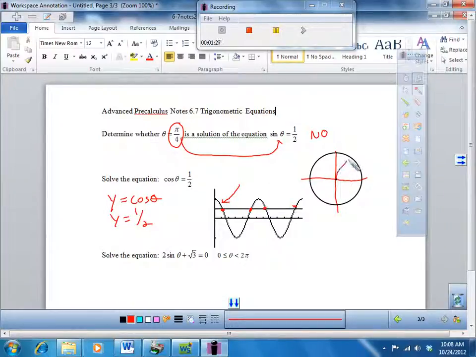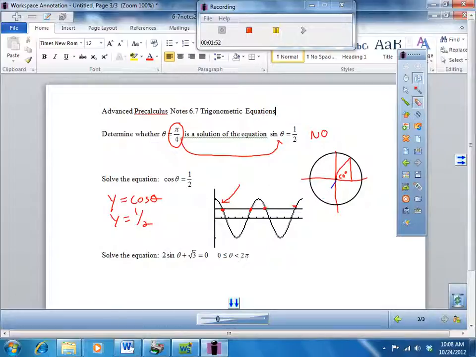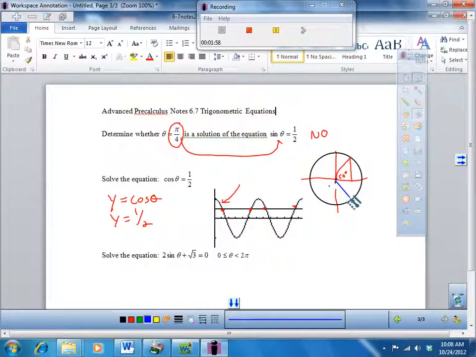Pi over 3. Whenever this angle here is 60 degrees. By the way, this angle here is called the reference angle. Okay? So would you keep pi over 3 or negative pi over 3? No, you don't call it negative. You call it positive. So here, and then again over here, in the fourth quadrant, cosine is also equal to 1/2, with a 60 degree reference angle, right?